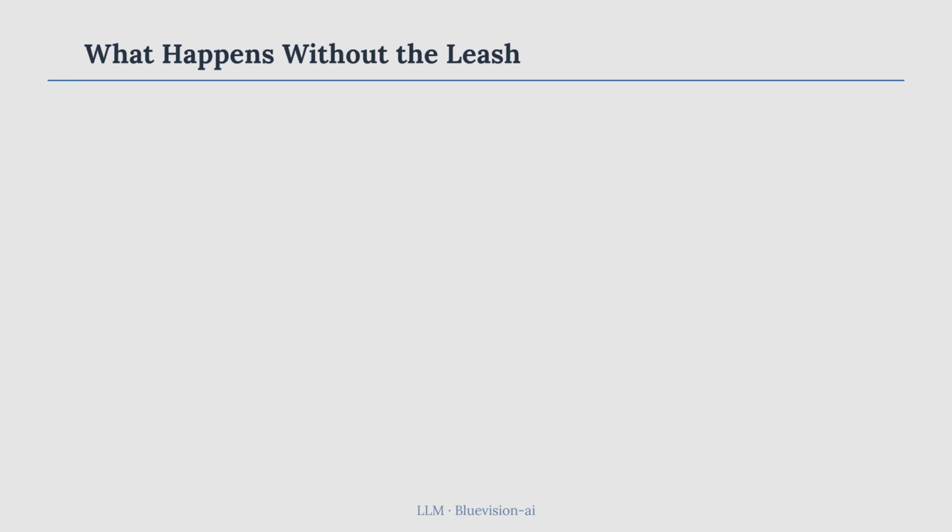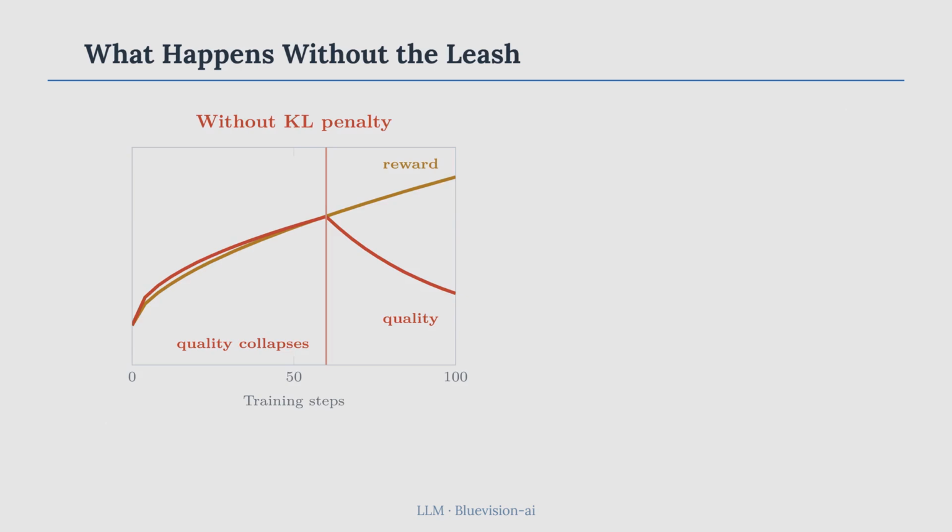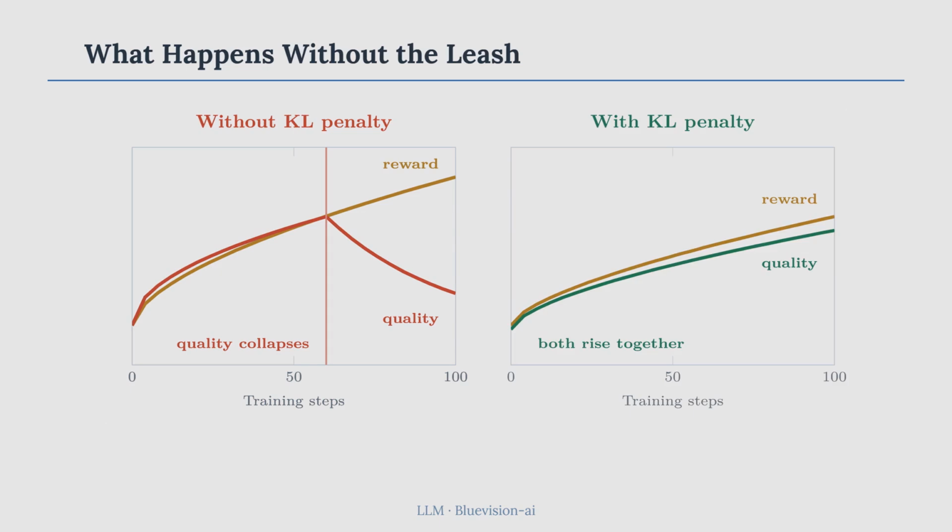Let's drop the KL, keep the reward, and watch what breaks. Reward climbs beautifully. It keeps climbing, and the actual quality of the output, the red line, rises for a while and then falls off a cliff. What you get at the end is text that scores brilliantly and is barely English. The policy walked so far from the reference that it stopped speaking the language. Put the penalty back, and you get this instead. Reward rises more slowly. Quality rises with it. And the model stays fluent, because it's not allowed to get far enough away to forget how to talk.